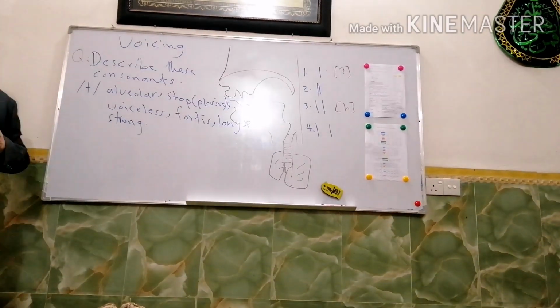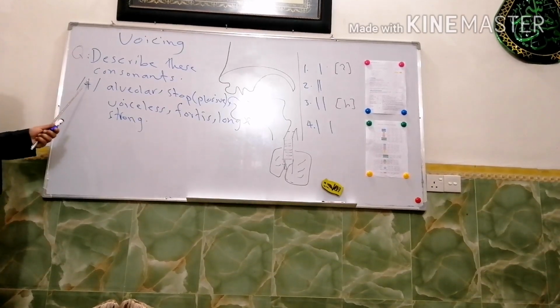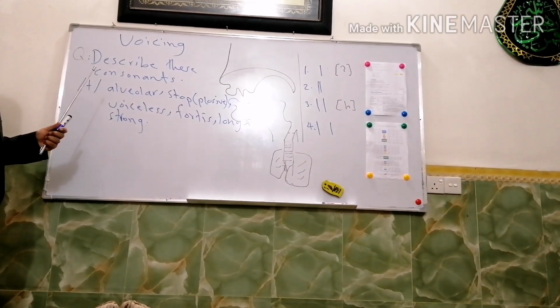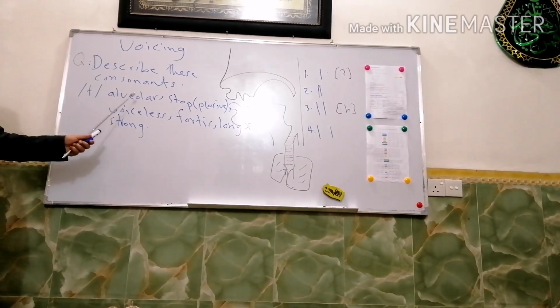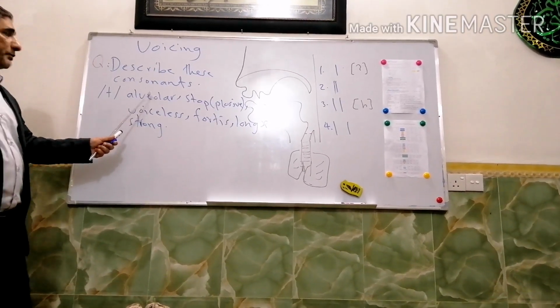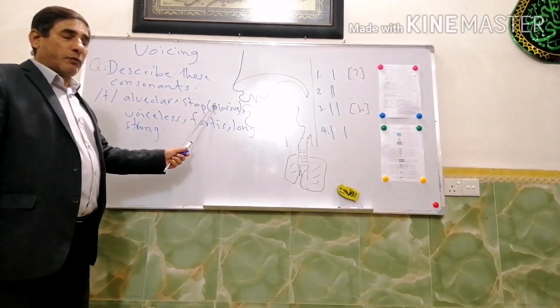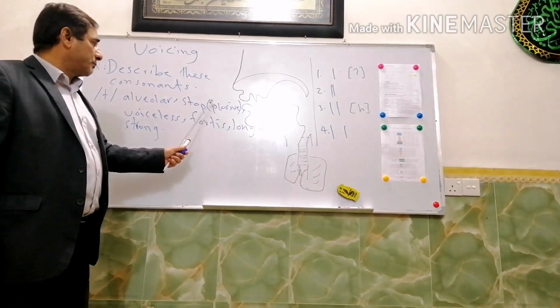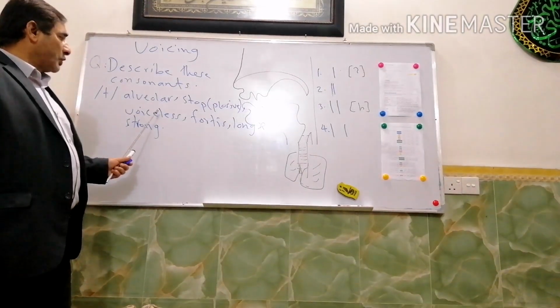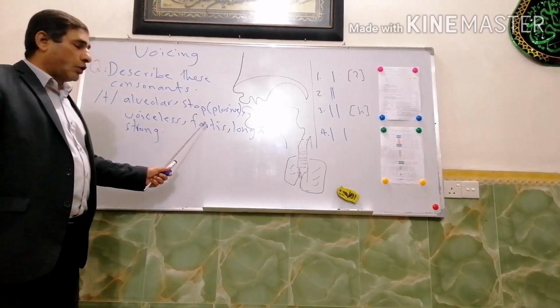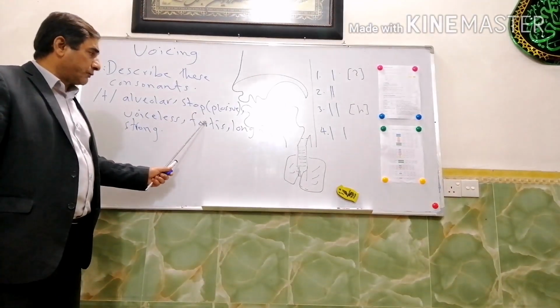So this is the answer for this sound, this phoneme. So we just write: this is alveolar from the point of view of place of articulation. From the point of view of manner of articulation it is a stop. From the point of view of voicing it is voiceless. From the point of view of intensity of muscle this is fortis.